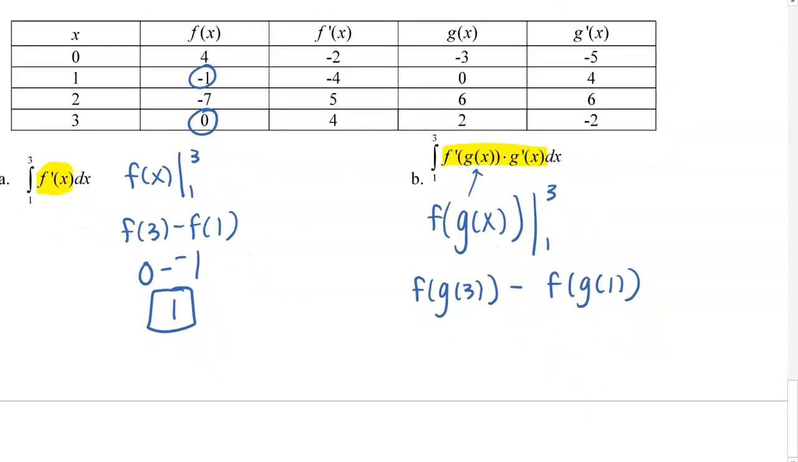Okay, so g of 3 is 2, so we need f of 2. G of 1 is 0, and we need f of 0. So then f of 2 is negative 7, and f of 0 is 4, so negative 11.